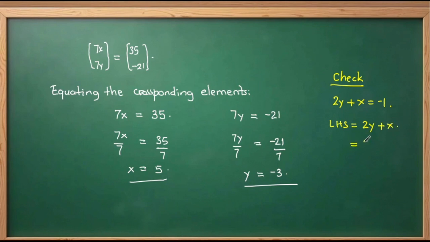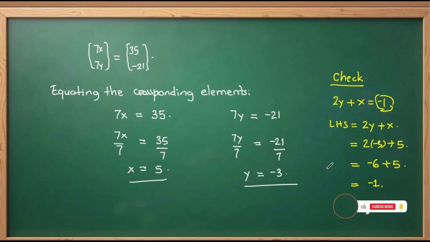Then the y value is negative 3. So multiply by 2, plus the x value, that is 5. So 3 times 2 is 6, but of course it's negative, plus 5. We realize that we have negative 1, which is equivalent to our right hand side of this equation, and for sure it is true. So our answers here are valid.